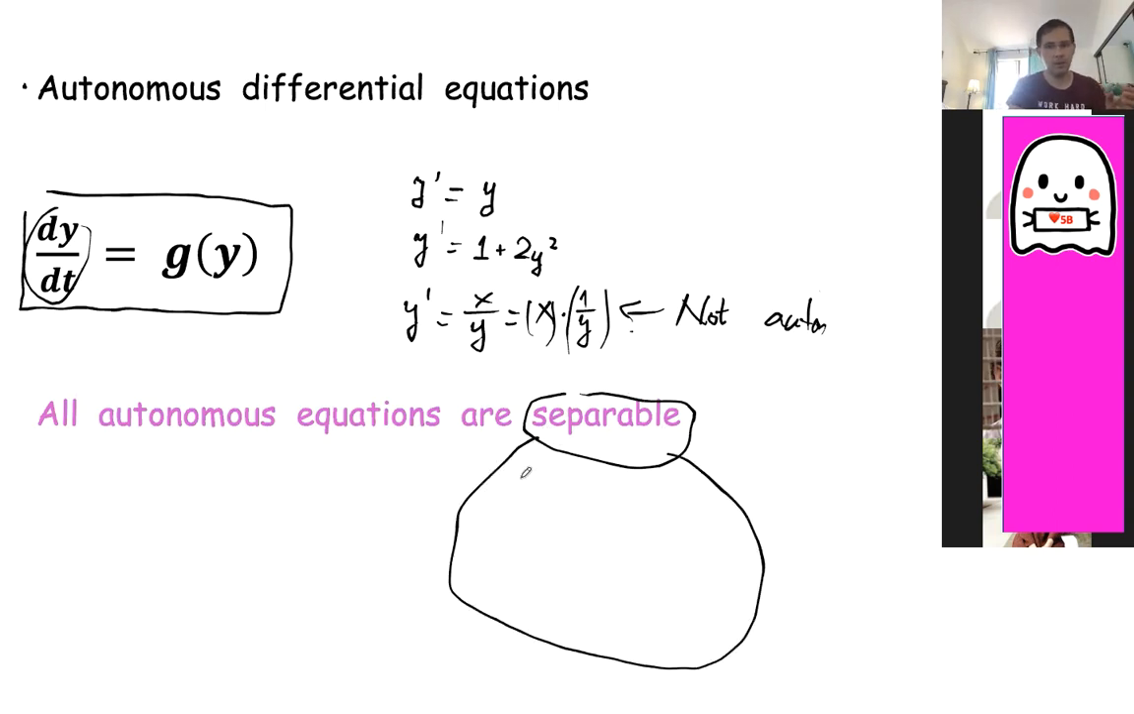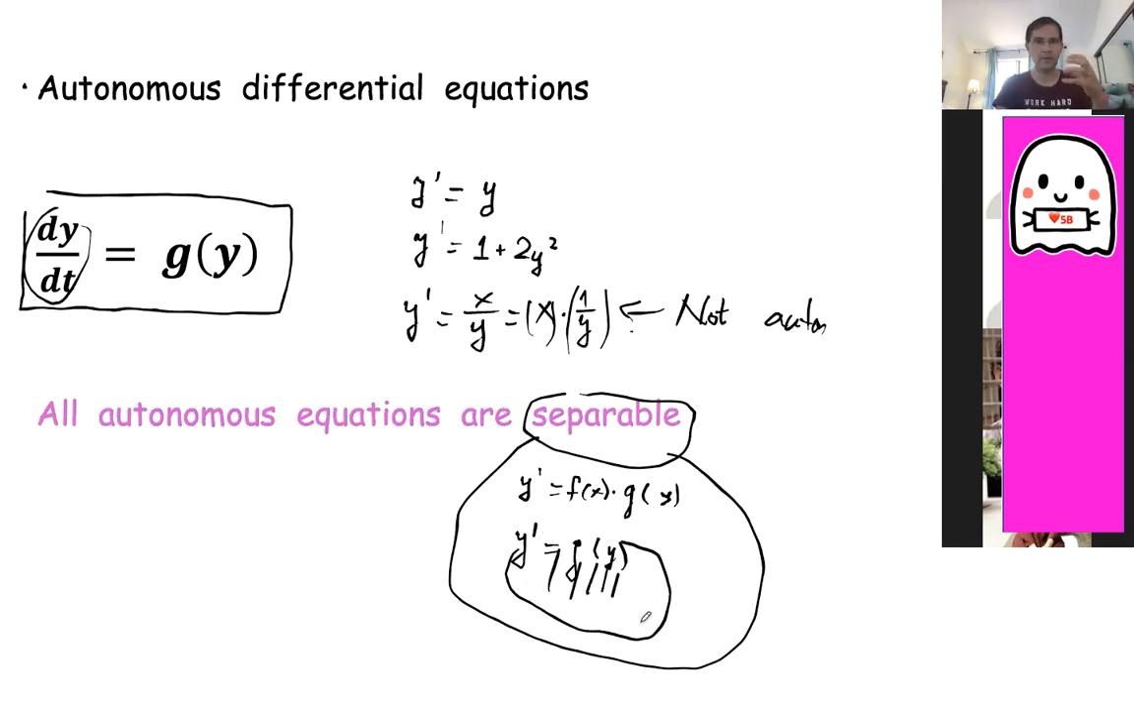An equation is separable when you can write it this way: y prime equals some function f of x times some other function g of y. This is a separable differential equation. When the function f is equal to 1, you get the equation y prime equals g of y, and this is an autonomous differential equation. So an autonomous differential equation is a subclass of separable differential equations.